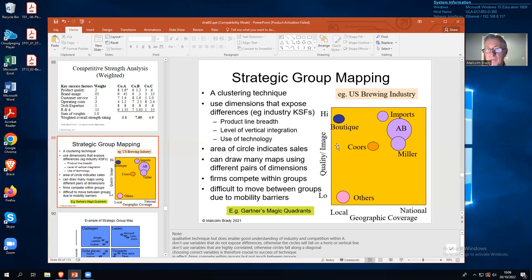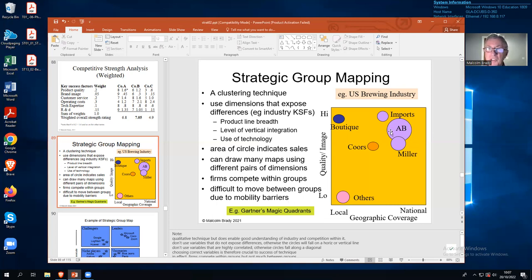Miller here is pretty well the same as Coors in terms of quality image, but has much greater coverage than Coors. Hence, it's plotted to the right of the Coors plot. You can represent the size of the firm using the circle here as a representative of, say, revenue of the firm. And in that case, you can see that Anheuser-Busch is by far the largest firm in the industry. So it gives you information about where the firms lie on the dimensions, and it gives you information about the size of the firms. And also, it's called strategic group mapping, it gives you information about what firms cluster together.